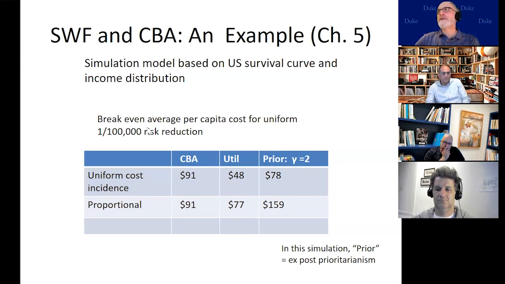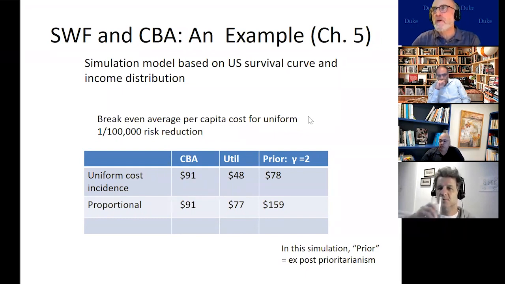And I imagine, okay, so one possibility is that this cost is spread uniformly. Here, I'm just assuming the risk is uniform. Let's just say it's a pollution risk. The cost might be spread uniformly, or we might imagine that we use the tax system to redistribute some of the costs. And so we might imagine that the costs are going to be spread proportional to income, so more progressively. And what I calculate is for the different approaches, so for cost benefit analysis, utilitarianism, or prioritarianism.